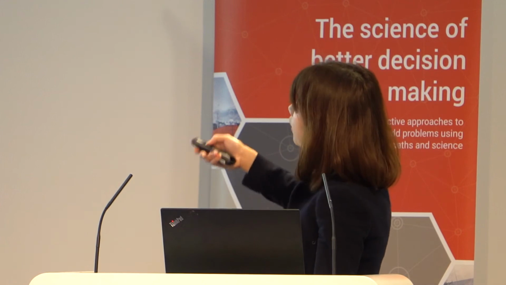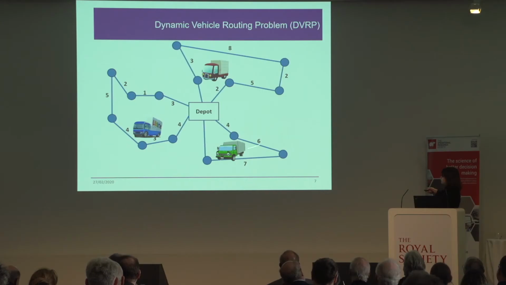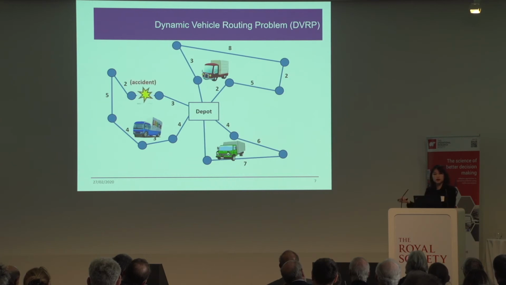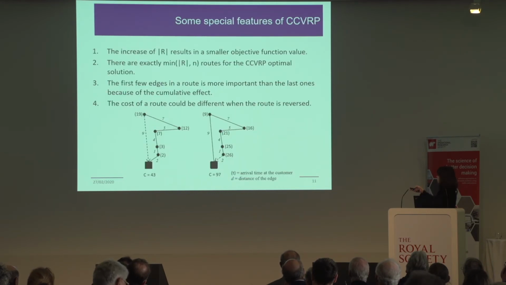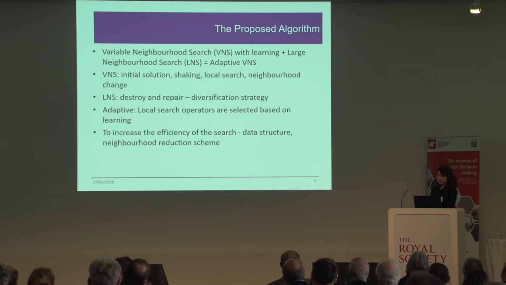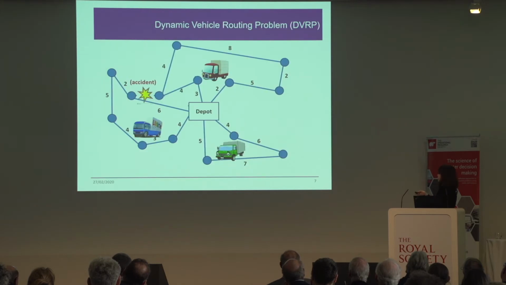Now, if we already have the static route, this is the same as the classical VRP just now. So in the dynamic environment, unforeseen events such as an accident can happen at any time. For example, an accident happens at this arc here. For example, there's an accident happening here.